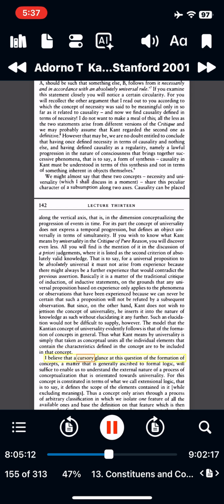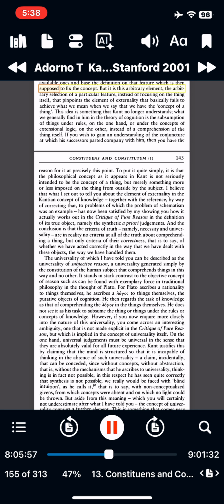I believe that a cursory glance at this question of the formation of concepts, a matter that is generally ascribed to formal logic, will suffice to enable us to understand the external nature of a process of conceptualization that is orientated towards universality. For this concept is constituted in terms of what we call extensional logic, that is to say, it defines the scope of the elements contained in it, while excluding meanings. Thus a concept only arises through a process of arbitrary classification in which we isolate one feature of all the available ones and base the definition on that feature, which is then supposed to fix the concept.